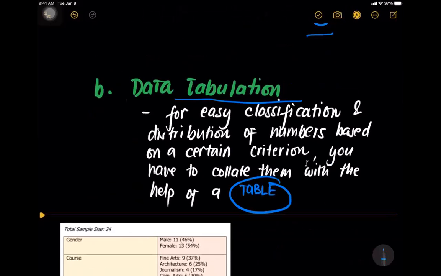So for easy classification and distribution of numbers based on a certain criterion, you have to collate them with the help of a table. So here we use frequencies and percent distribution. So remember, class, that for data tabulation, we use frequencies. Okay, so frequencies meaning the number of occurrence of a particular variable. And of course, we also use your percentage. So I think we don't have to discuss what percentage is because we are already familiar with that. So it's part to whole representation.